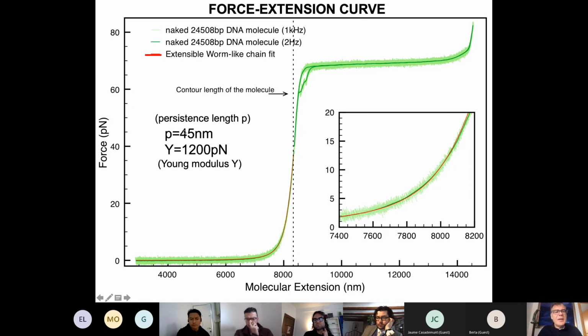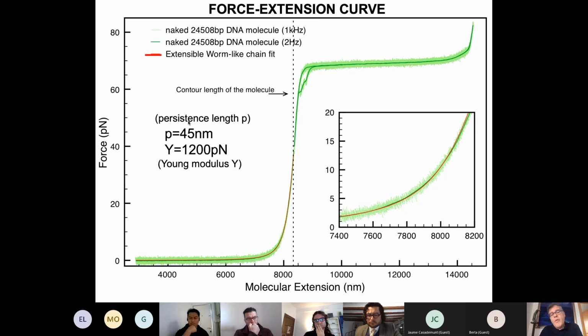So you get these values of the persistence length, 45 nanometers, and the Young modulus, which is this further lengthening of the contour length. This Young modulus is also called the stretching modulus, and is in this case 1,000 piconewtons, which means that every 10 piconewtons, the contour length is extended by 1%. So that's the best numbers people can now get for these elastic parameters of DNA, and this is possible with these force techniques.